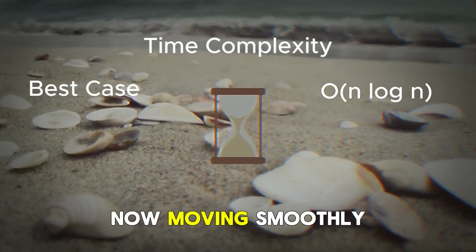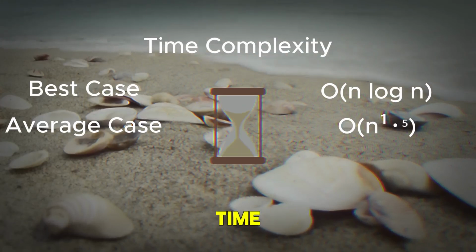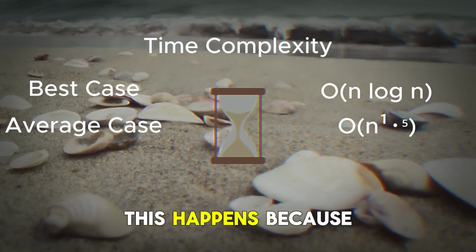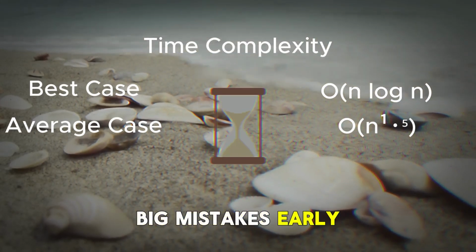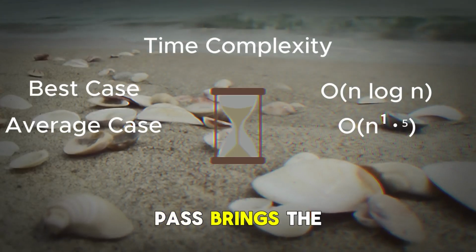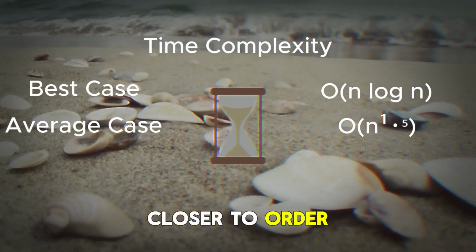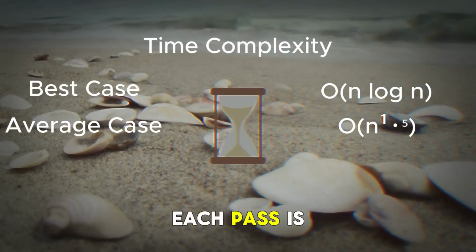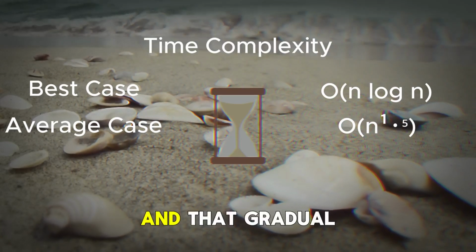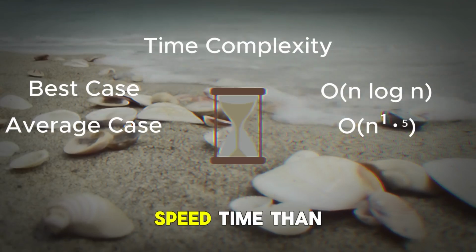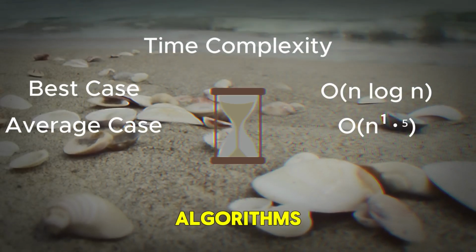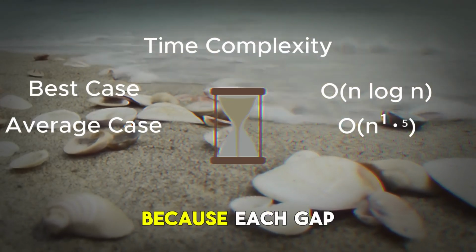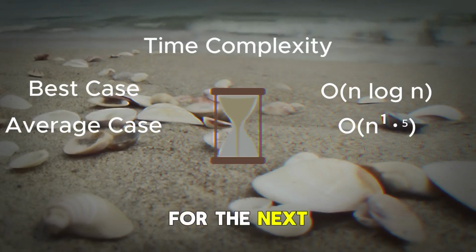Now, moving smoothly to the average case, most of the time shell sort runs around O(n^1.5). This happens because the algorithm reduces big mistakes early, and each gap pass brings the list closer and closer to order. So even though it's not fully sorted right away, each pass is easier than the one before it. And that gradual improvement leads to better speed than classic O(n squared) algorithms. In short, shell sort gets faster as it goes because each gap prepares the list for the next one.